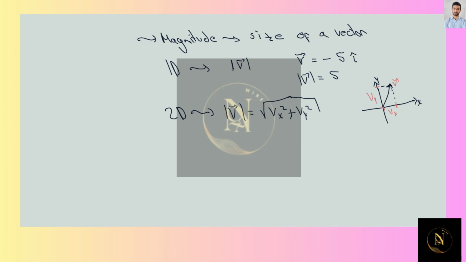And lastly, whenever we have a 3D vector, then the size is going to be the sum of all of the squares of each of the components, plus by squared plus bz squared, and all within the square root.